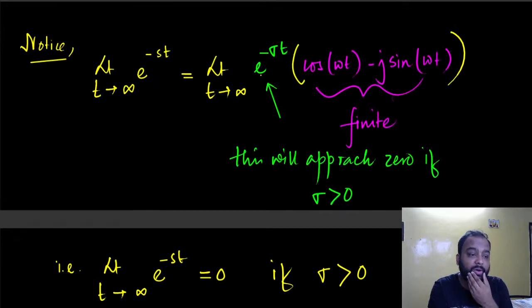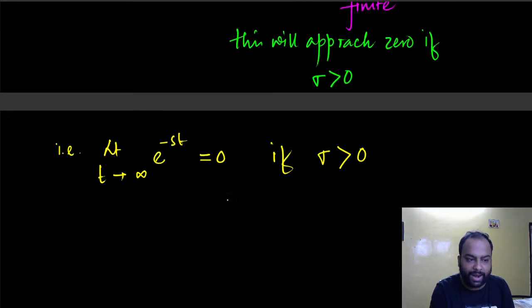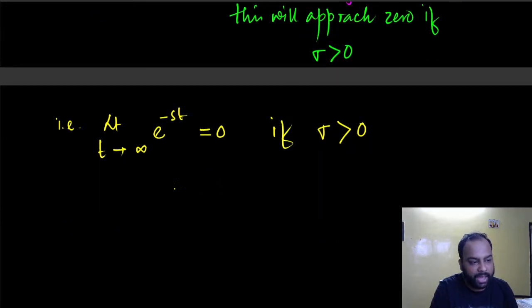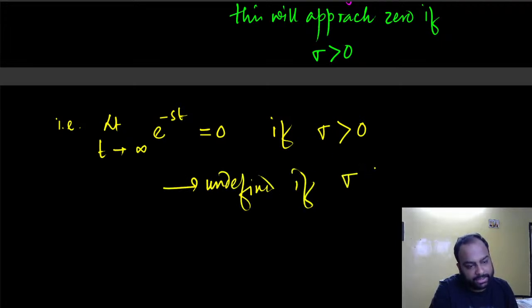If sigma is less than 0, then e to the power minus sigma t would be positive infinity. But this finite quantity that can vary from +1, -1, +1j, -1j, things like that, will get multiplied with the positive infinity, and that way I would have positive real infinity, positive imaginary infinity. So essentially this becomes undefined if sigma is less than 0.